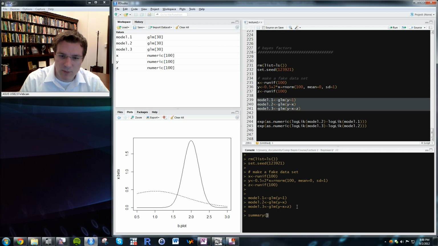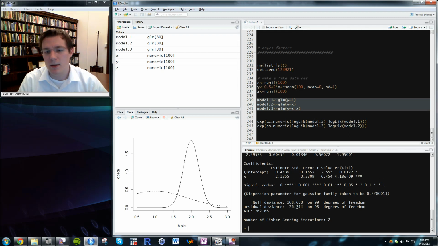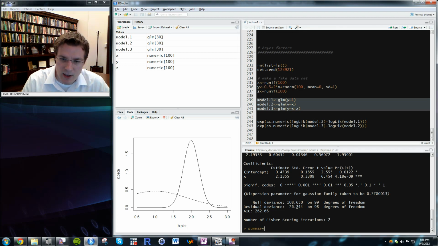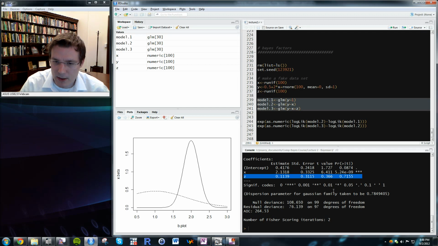So if I did a summary of model 1, you'd get just an intercept. And if I did a summary of model 2, you'd get an intercept and a slope on x, and you can see it's close to 2 as it should be. And if I did a summary of model 3, you'd get x and z coefficients, and you can see the z has a tiny coefficient. It's highly statistically insignificant.